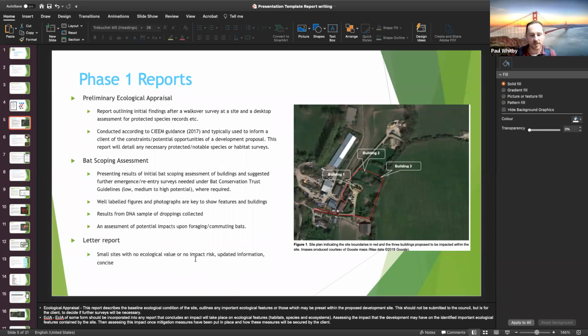A letter report, we don't tend to use very often, but in some instances can be useful if you have a proposal which is incredibly simple and poses a negligible impact risk to wildlife and protected species. So as an example, someone is building a garage in their back garden, it's going on top of a patio, you can't find any ponds nearby. The council's requested a report, but you need to write in to confirm that you've identified that the proposal does not pose any impact risk.